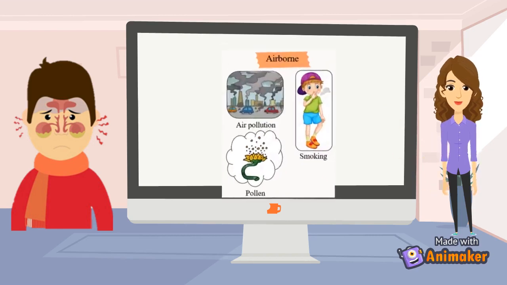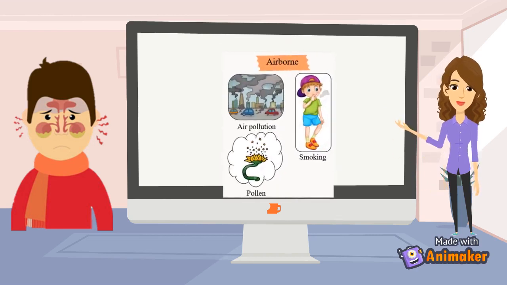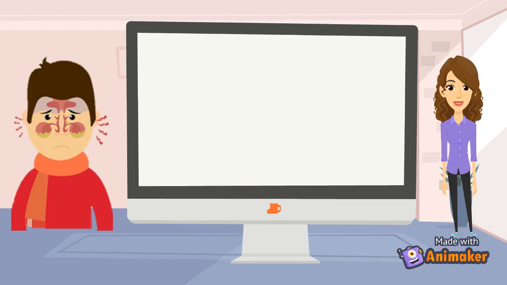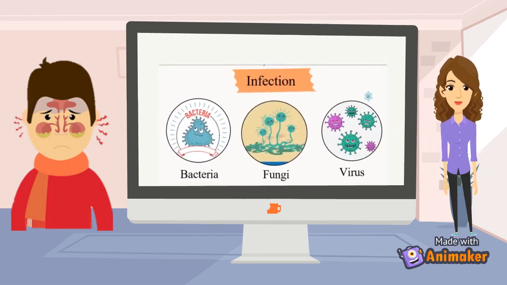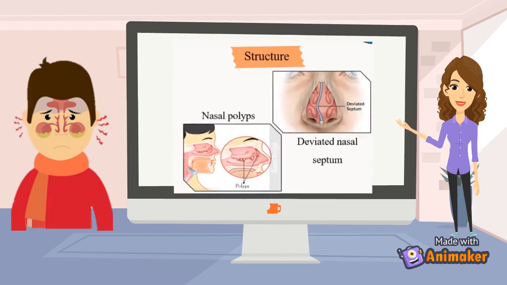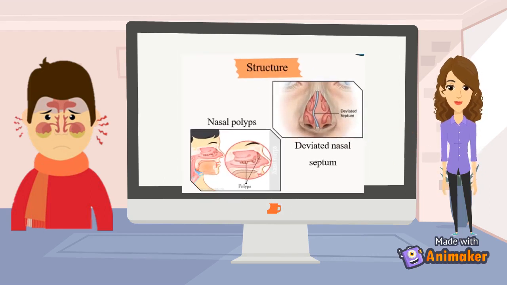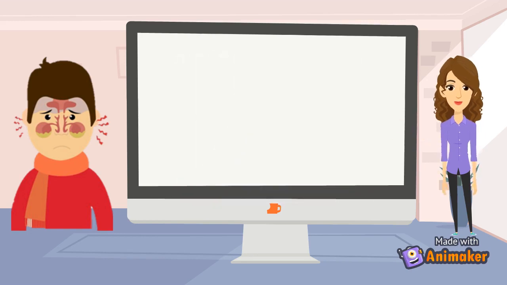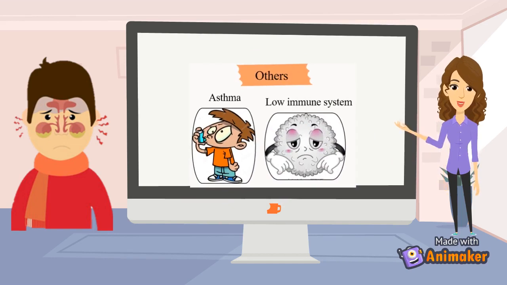First, it may be due to airborne factors, such as air pollution, which interferes with the airflow of the sinuses, smoking, and pollen, which can enter the sinuses in an allergic person. Sinusitis can also be caused by infection due to viruses, bacteria, and also fungi. Next, the structure of the nose can also cause sinusitis to occur. For example, nasal polyps, where tissue growth in the sinuses can block them, and a deviated nasal septum, which restricts or blocks sinus passages, making the symptoms of sinusitis worsen. Other than that, asthma and a low immune system like AIDS can also lead to sinusitis.